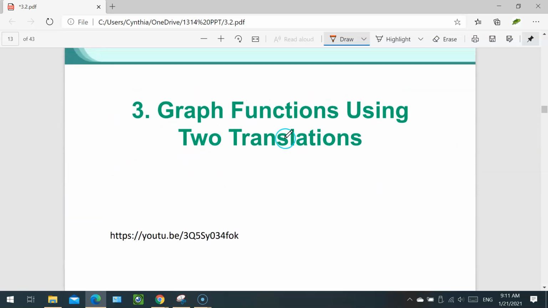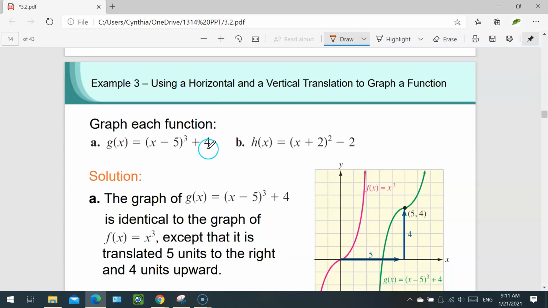Graph functions using two translations. So we do an example of this one. x minus 5, to the power of 3, plus 4. Now, a degree power of 3 is a cubic function. So the basic function, or the parent function, of the power 3 function has this kind of tendency. So this is x to the power of 3. We have to move the graph to the right. So go right 5. And outside of the parenthesis here, it has plus 4. That means we need to go up 4 to shift the graph.